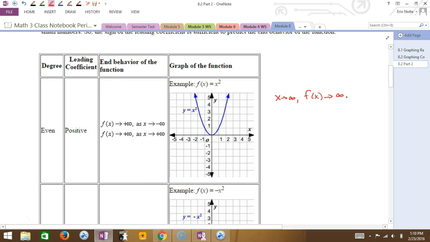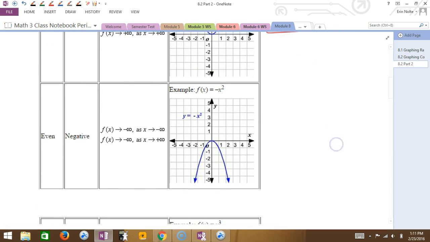The left end over here is as x approaches negative infinity, what's my y value doing? It's going to positive infinity. Good. So there is the notation for end behavior. See that? Looks pretty complicated.